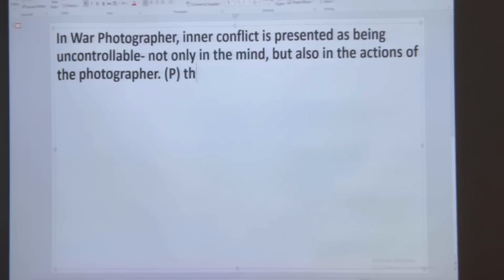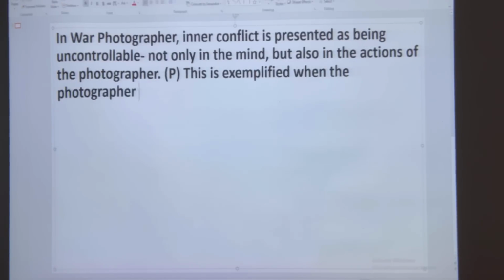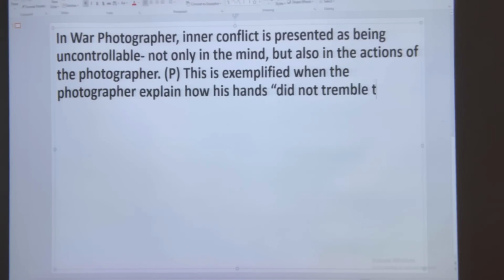This is exemplified when the photographer explains how his hands did not tremble then, though seen to now. Alright, this was our reference.